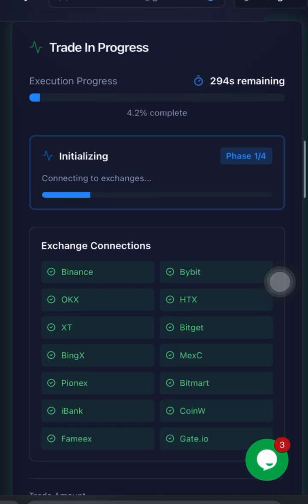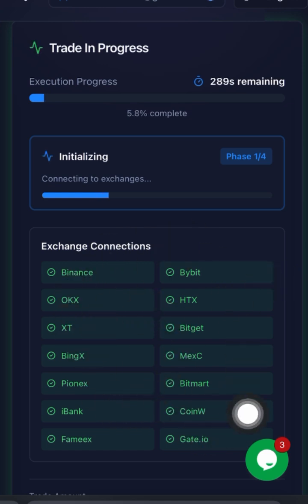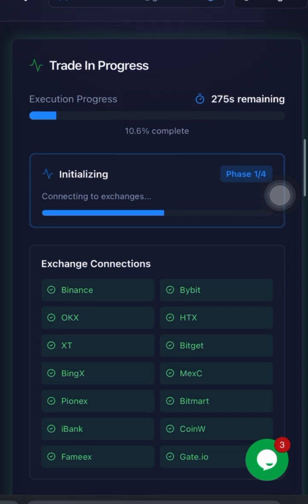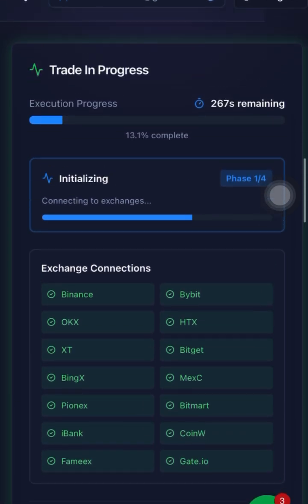Right now you can see that the bot is connecting all the exchanges. Their APIs are already connected to the bot. The bot will connect all the exchanges first before it does everything, so that it can search for the live signals to trade on for you. You can see that it's doing the connection, connecting to the exchanges right now.